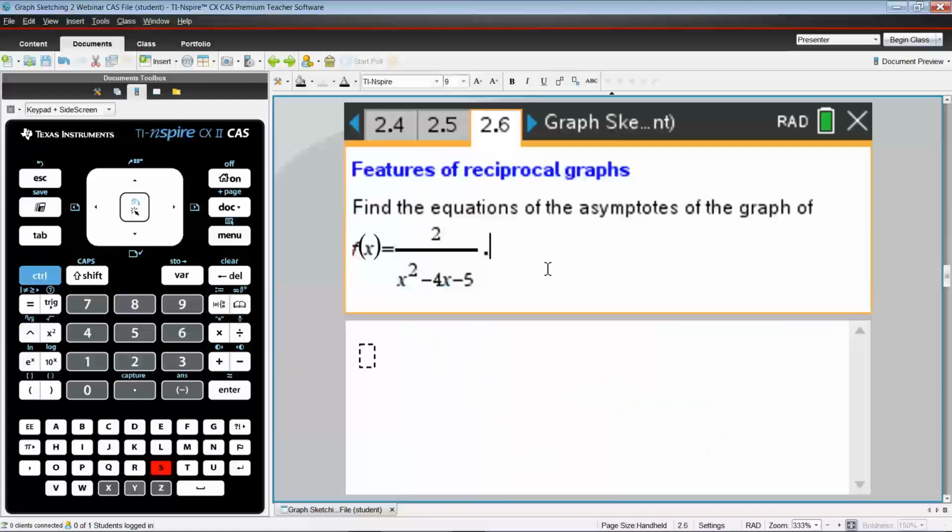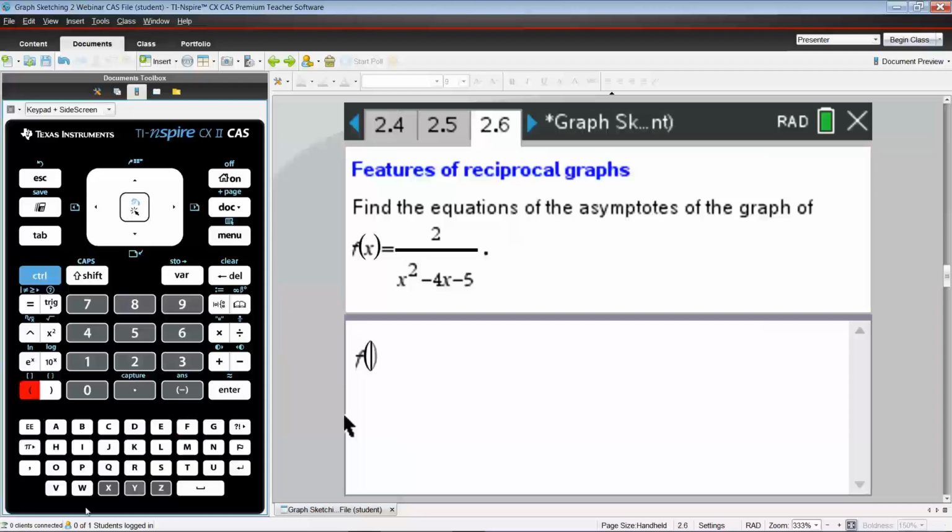Okay, so here we go. Here is our first example. We simply have to find the equations of the asymptotes of the graph given to us. Okay, so what I'm going to do is define this f of x. Control template, define it, and use the fraction template. So 2 over x squared minus 4x minus 5. Enter. There we go. So I've defined my function there.